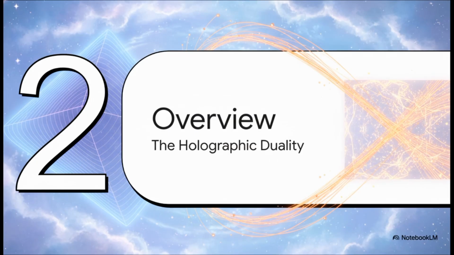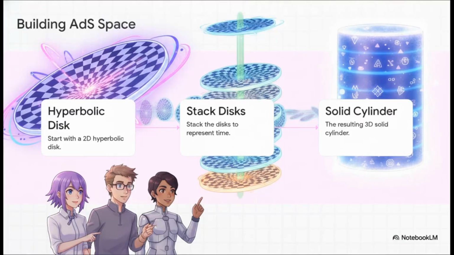Section 2. Overview. The holographic duality. So, keeping those hidden extra dimensions in mind, let's actually visualize the specific geometry that makes this duality work. Let's build anti-de Sitter space, the ADS part of our correspondence. Step 1.